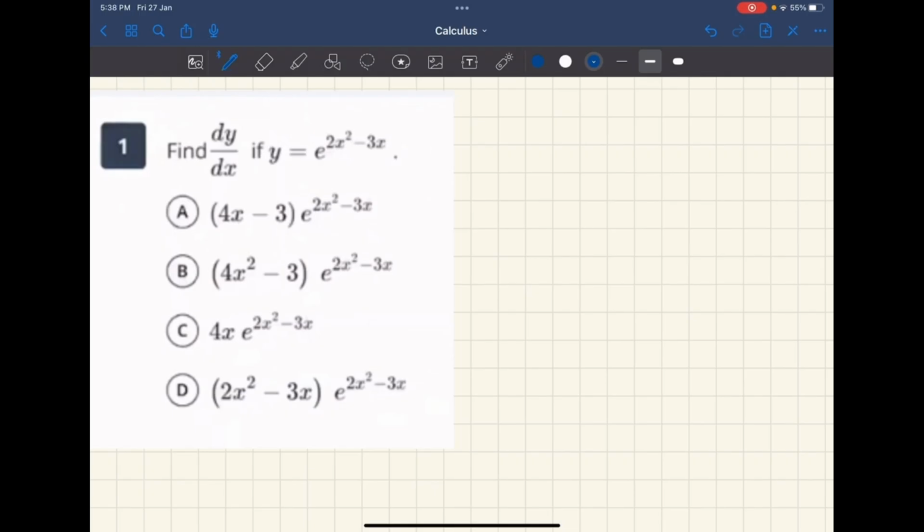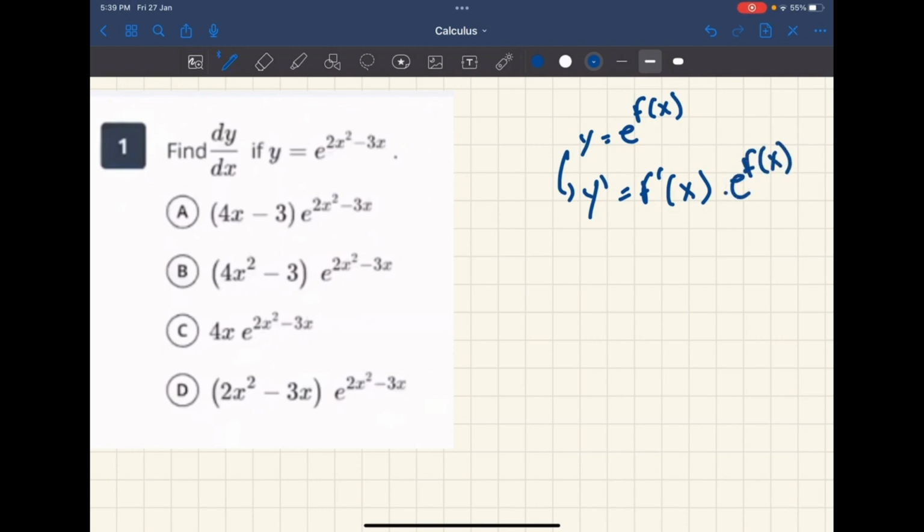It says find the derivative of y equals e to the power of 2x squared minus 3x. So there is a formula that we have to follow, and whenever you see a function that looks like this, y equals e to the power of f(x), to find the derivative it would be like this: y prime equals f prime, the derivative of f(x), multiplied by e to the power of f(x).